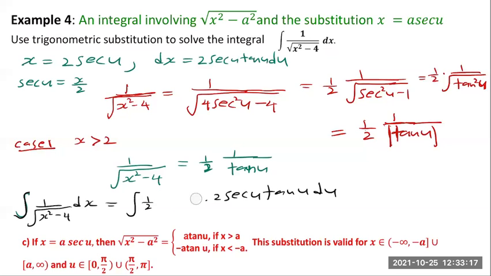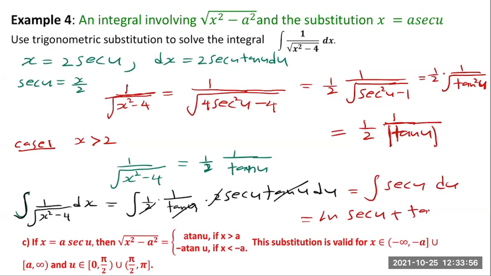This should become 1 over tan u, right? Not tan u. This is 1 over tan u. Now as you can see, there's a cancellation here. Tan u will be cancelled. 2 will be cancelled. What do you get if you do the cancellation? You just get this integral. This is equal to the integral of secant u du. And you know how to integrate this one. This is ln of the absolute value of secant u plus tan u plus a constant, of course.